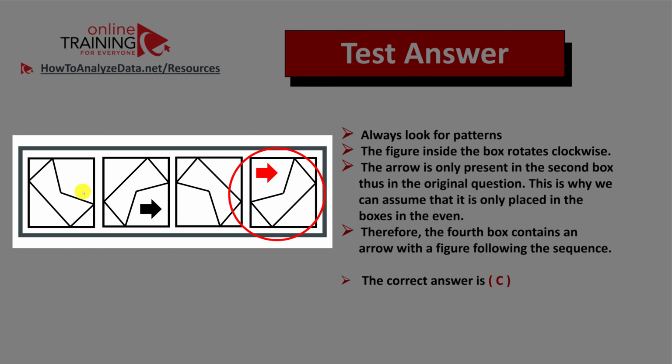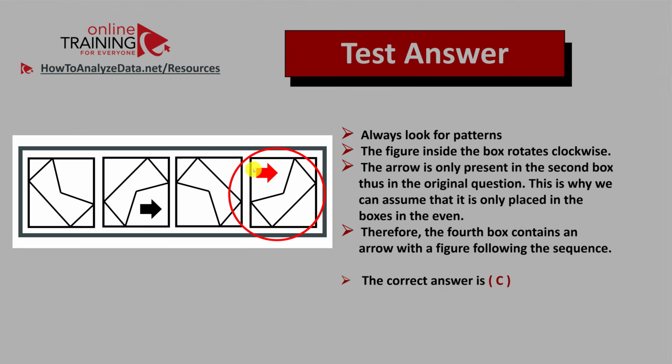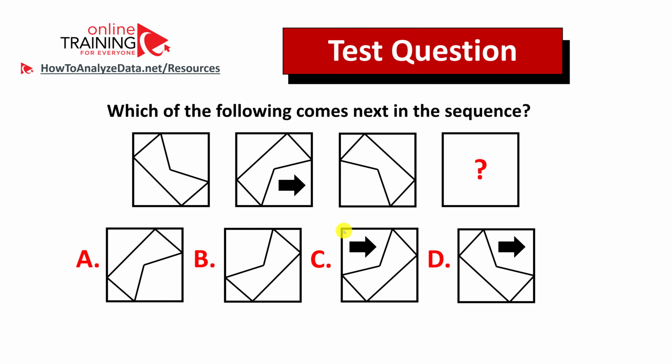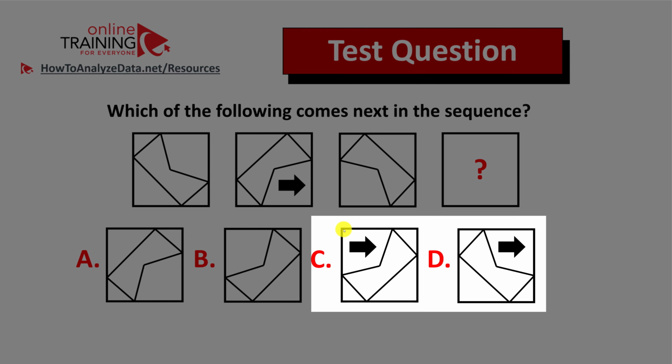And boxes 1 and 3 do not have this arrow. So the arrow is only present in the 2nd box. In the original question, the arrow is only present in the 2nd box. We can logically assume that it is only placed in the boxes that are even. Number 4 box is missing, so you can logically assume that the arrow should be present in box number 4. Among the choices presented, only choice C and D are valid because only they contain the arrow.